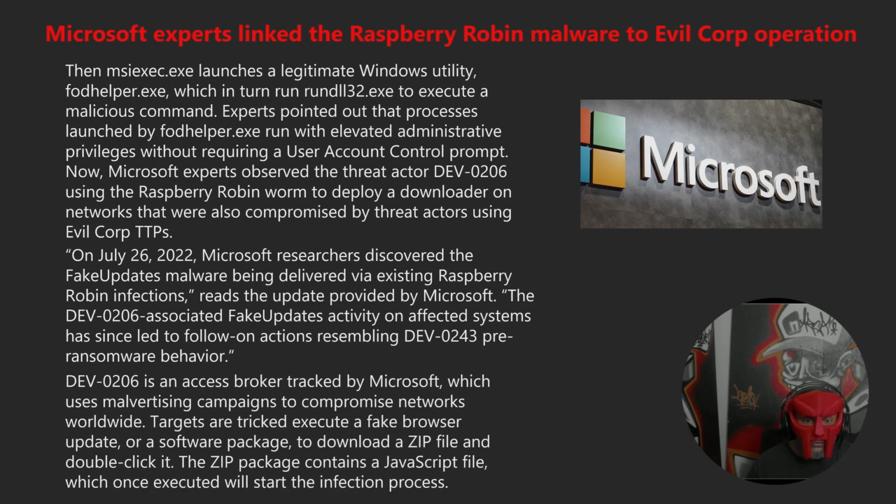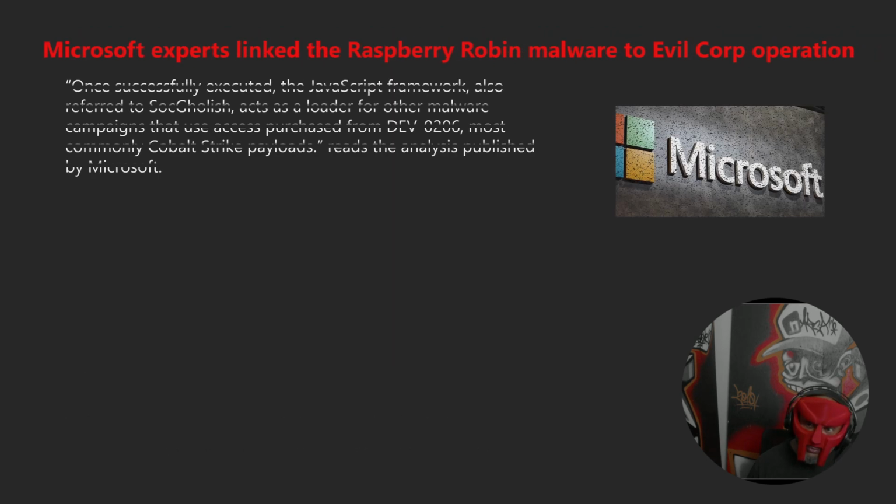Dev0206 is an access broker tracked by Microsoft, which uses malvertising campaigns to compromise networks worldwide. Targets are tricked into executing a fake browser update or software package, or to download a zip file and double-click it. The zip package contains a JavaScript file which, once executed, will start the infection process.